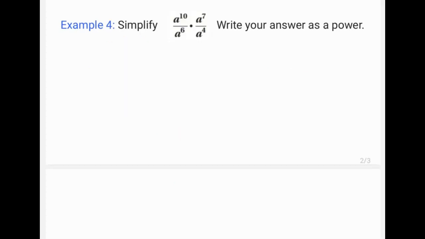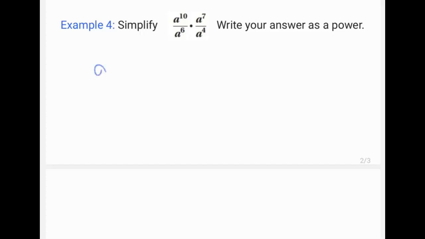In example 4, we're going to apply our power rules and also our quotient rules as well. So step number 1, again, is to always check your bases. All of the bases are the letter A, so we are good. We can use the product property, and we can use the quotient property as well.